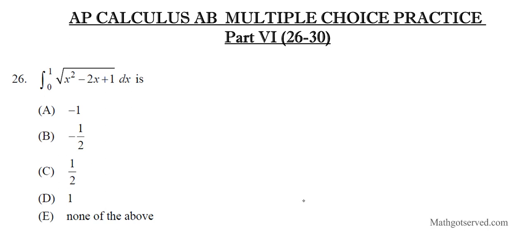All right, so let's go ahead and take a look at question 26. We're supposed to find the definite integral from 0 to 1 of the square root of x squared minus 2x plus 1. In order to do this, we need to simplify this integral.